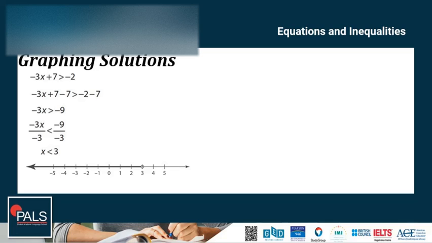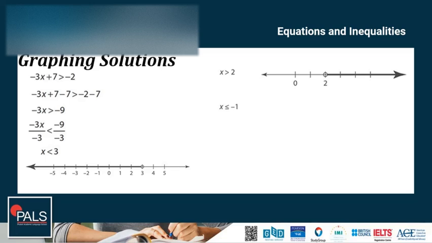Now let's see some more examples of graphs for linear inequalities. Okay, x is greater than 2. So open circle, then shading a line to the right of the number 2, because the values of x are any numbers greater than 2.